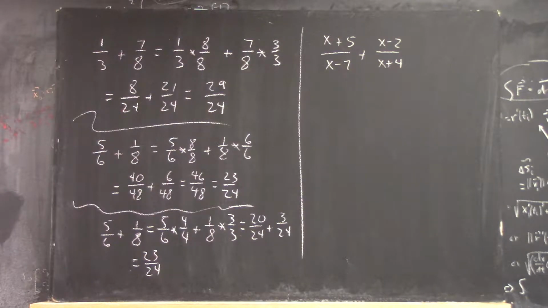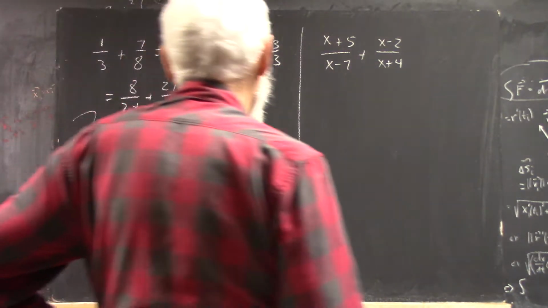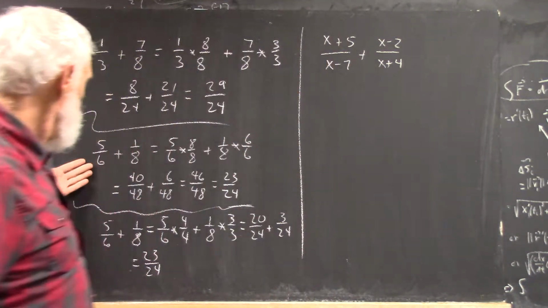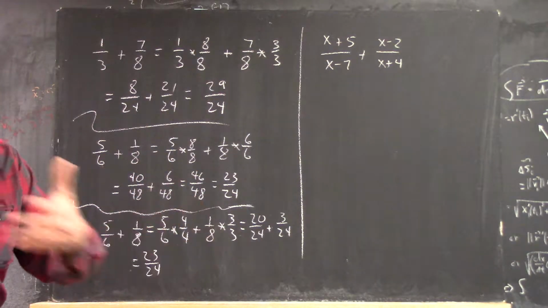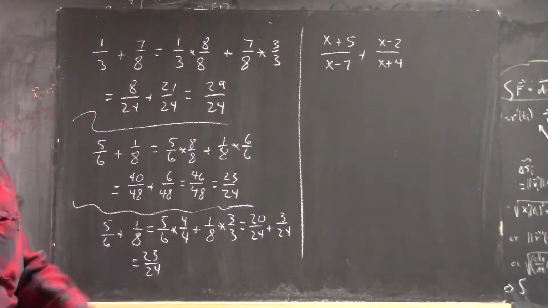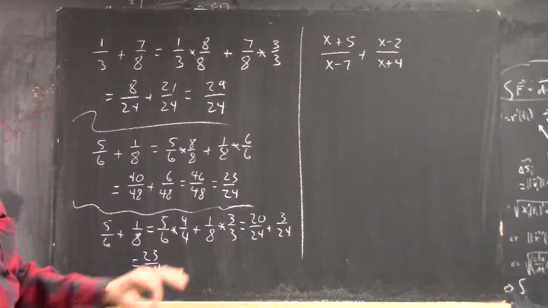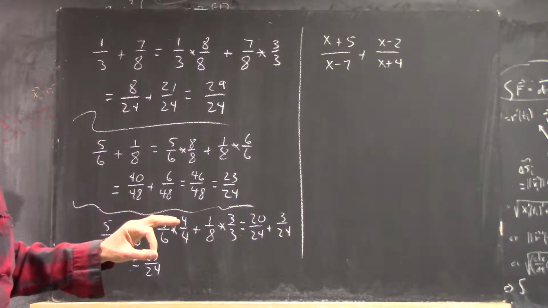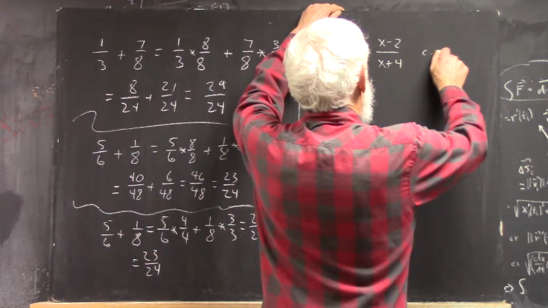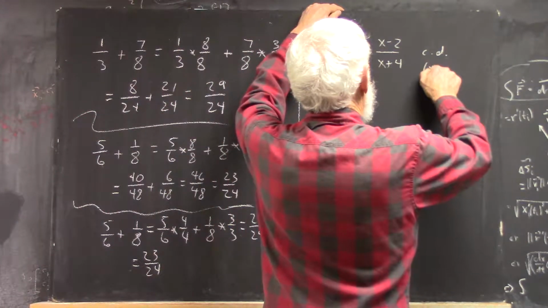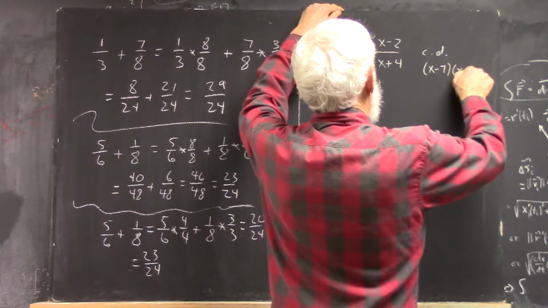Well, I have to have a common denominator. What's my common denominator going to be? Well, what can we always do? What did we do here to get the denominator? We multiplied the two denominators. Thank you. That's exactly what you were going to say. Sorry, I took the words out of your mouth, but you're right. Okay? Make sense? Well, so the common denominator is x minus 7 times x plus 4.